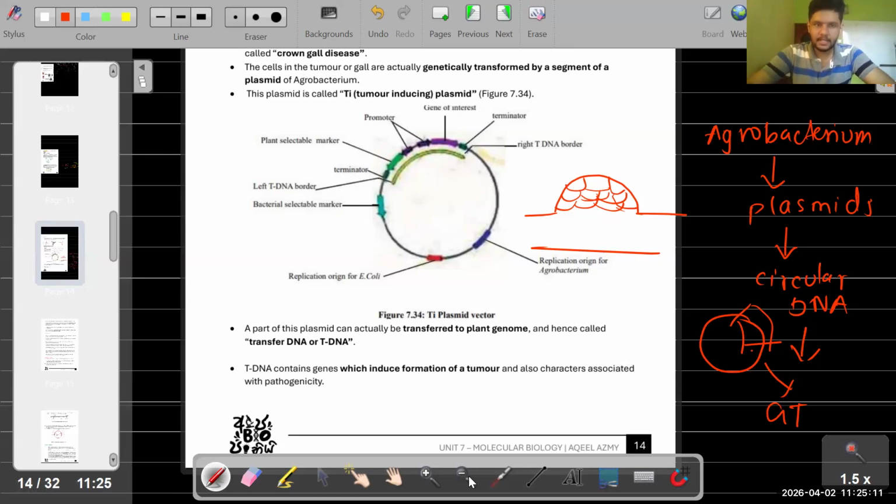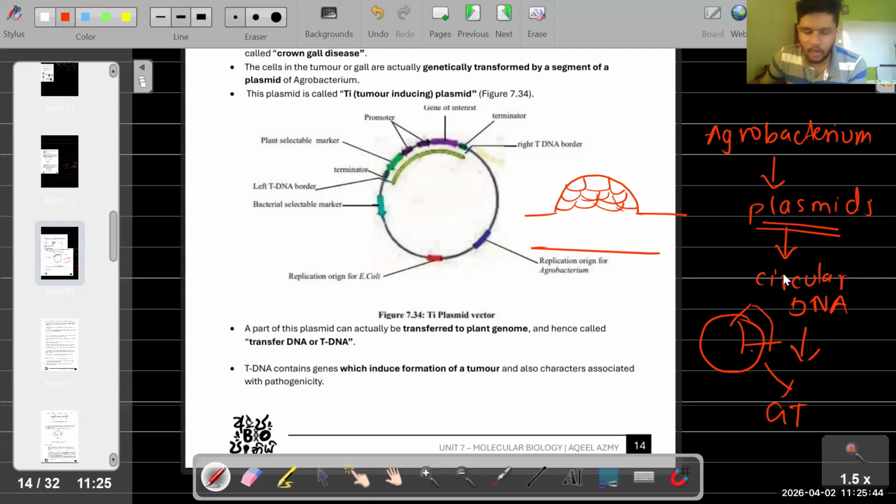In the plasmid, a segment of a plasmid will be genetically transformed into the plasmid. Sorry, into the cells of the tumor. Can you understand? Yes or no? Is it clear? In the plasmid, a segment of it will be genetically transformed into the cells of the tumor, right? Okay.